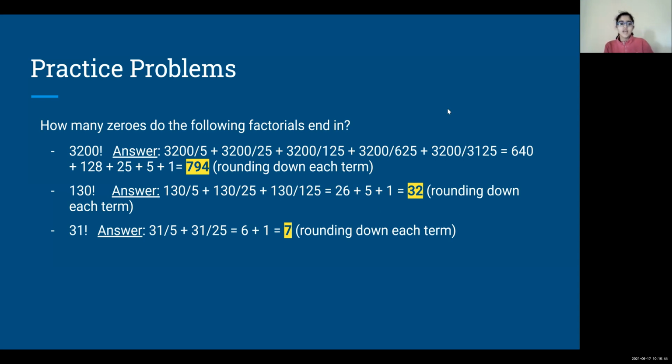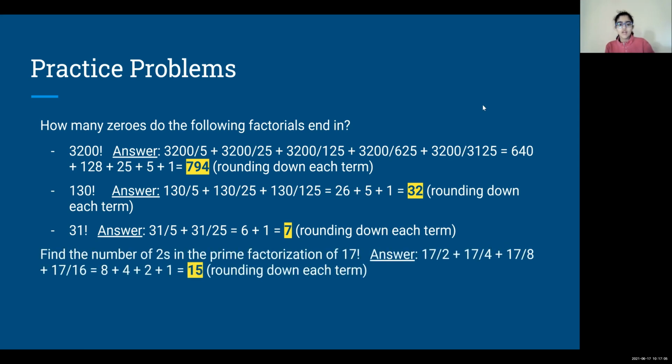So number 3, 31 factorial, we just do 31 divided by 5 plus 31 divided by 25. And since 125 is greater than 31, we do not go beyond 25. So we do 6 plus 1 and we get 7.